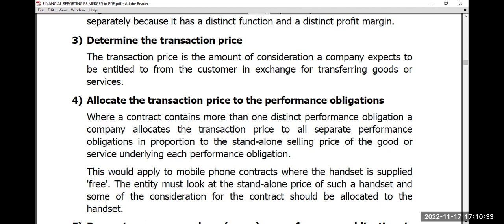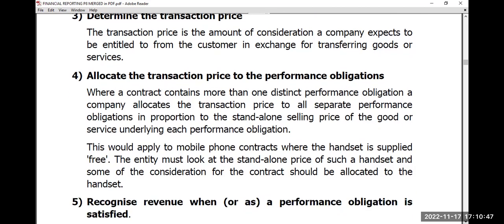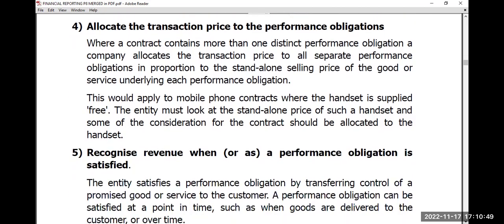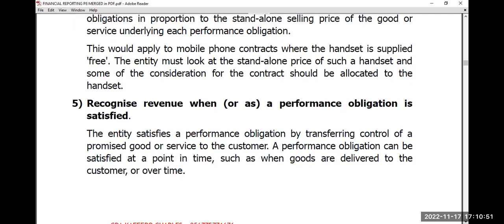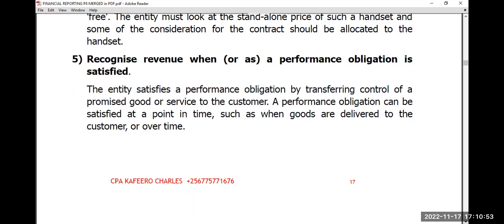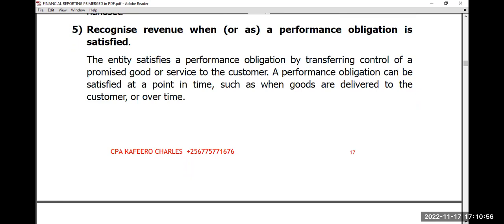So that's basically what we are saying in that. Let's try to look at the third, the last step when we are recognizing our revenue. And this last one is by far the most important step. We are saying that we recognize the revenue when or as a performance obligation is satisfied.